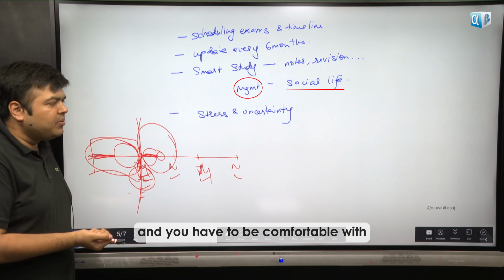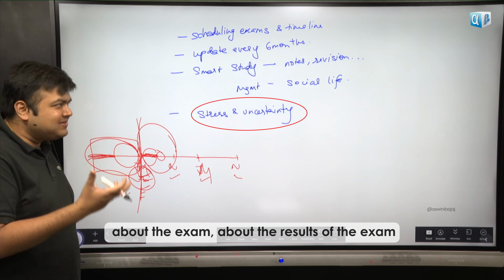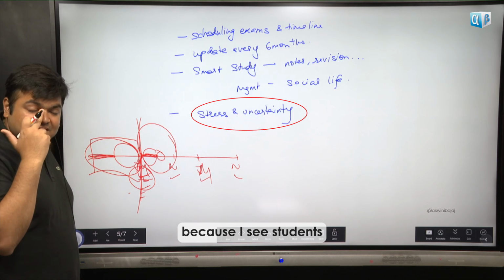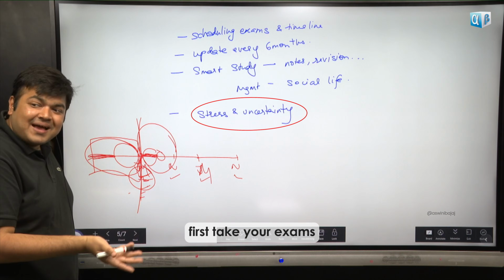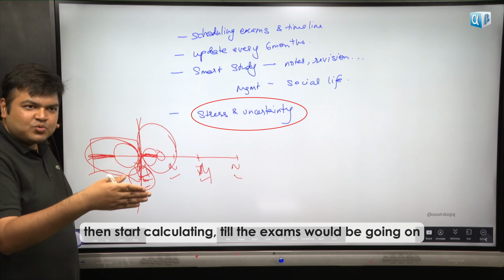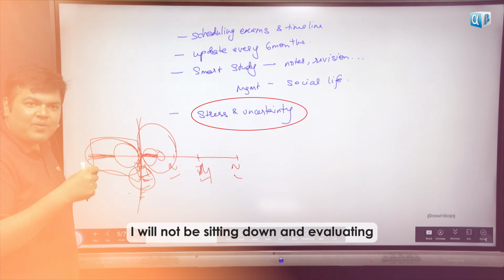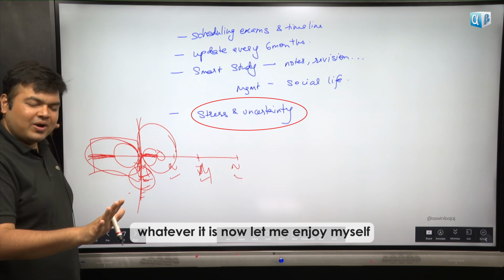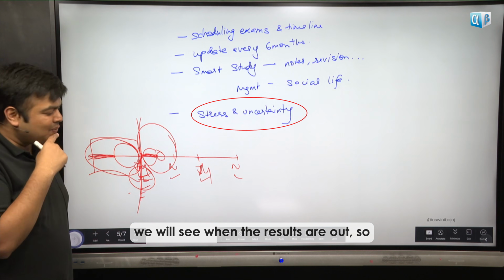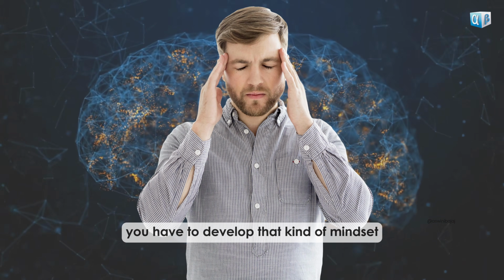And you have to be comfortable with the stress and the uncertainty about the exam, about the results of the exam. Because I see students stressing a bit too much over how the results are going to be. You first take your exams, then start calculating. Till the exams would be going on, I would not be sitting down and evaluating how many marks can I get, will I pass or not. After all the exams are over, then you're like, whatever it is, now let me enjoy myself. We'll see when the results are out. So you have to develop that kind of mindset.